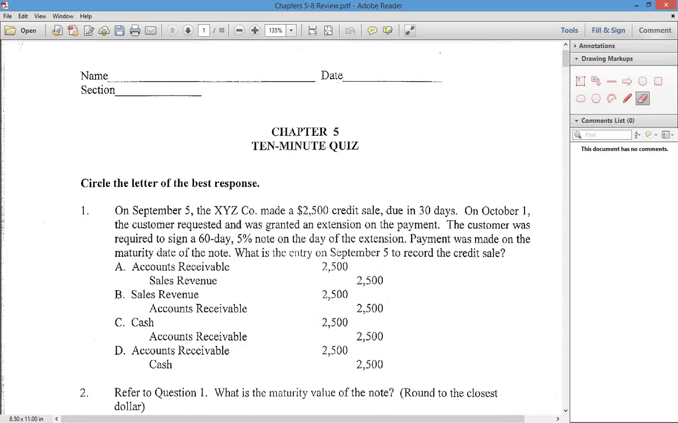So I seem to be flipping through the chapter backwards. Let me flip to the beginning.